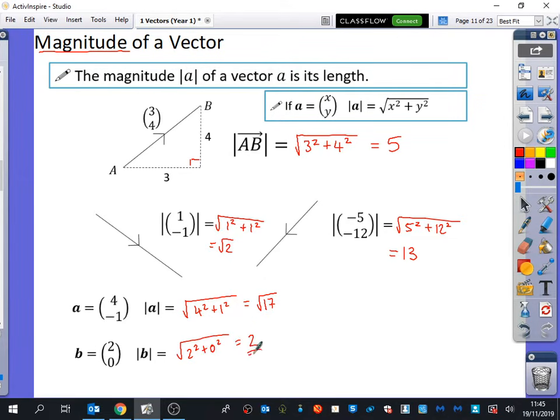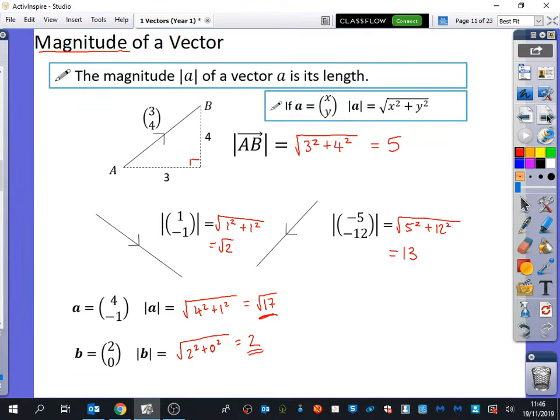Which is just 2. How could I have worked out that the magnitude of this one was 2 without even doing Pythagoras? Because it's a flat line. It's just going 2 to the right, and it's not moving up and down. So although I don't mind you using that method there, sometimes it's better to think to yourself before you do the question. I can just tell what the magnitude is because it's telling me it's going 2 units to the right, nothing up and down.